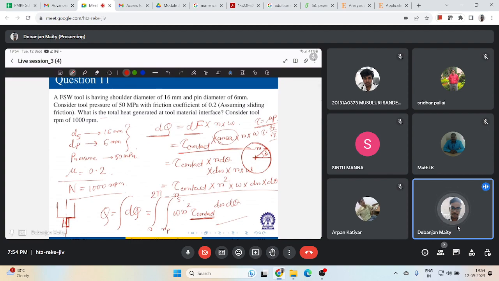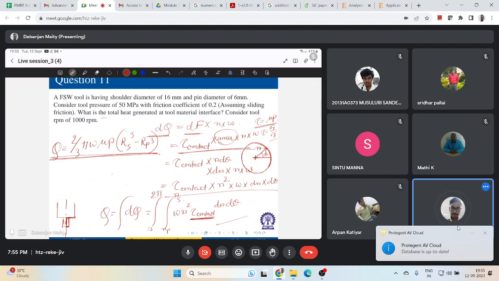So the final term will end up with something like this: 2 by 3 pi omega mu p (Rs cube minus Rp cube). If this is my equation, I'm just deriving or coming into this equation, then can you tell me what will be this total heat getting generated? And one more thing, you have this RPM of 1000. So how can you find out this omega value?